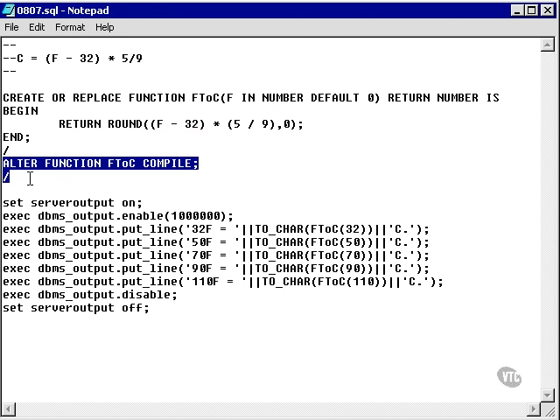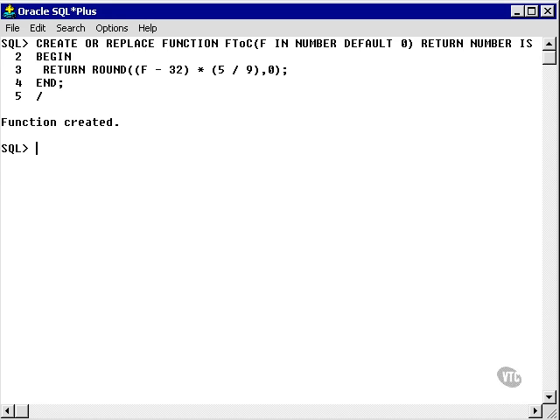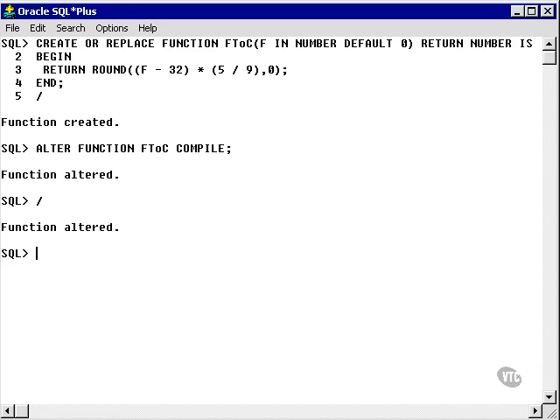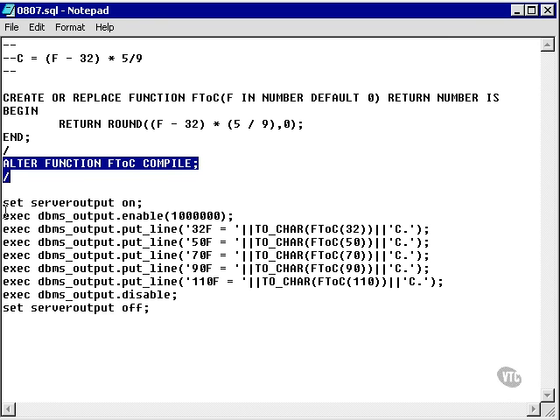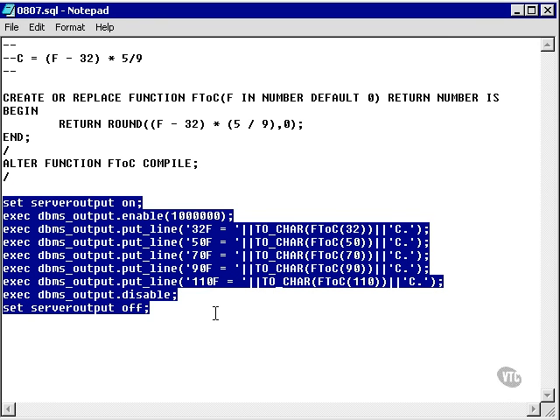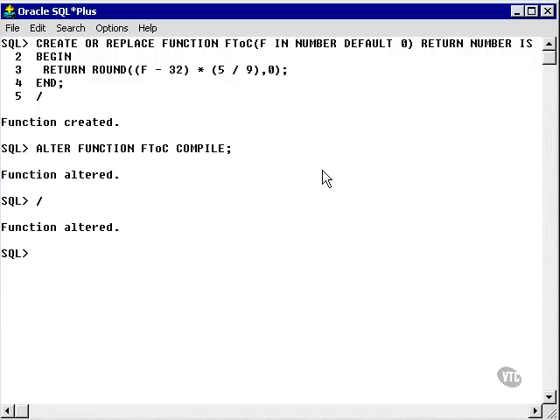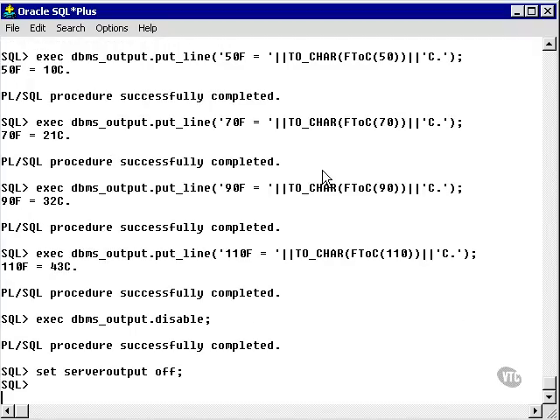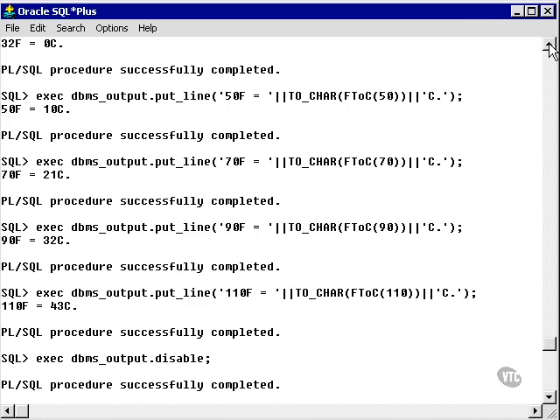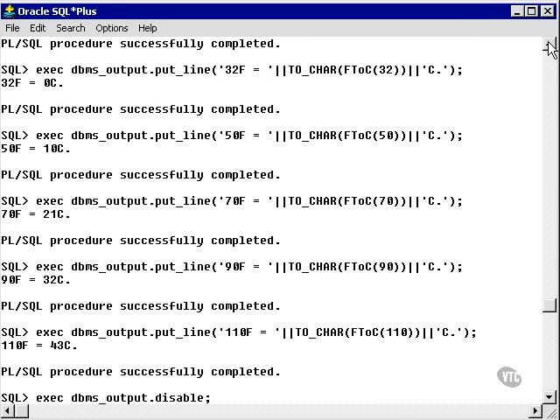Now what it's actually done at this stage is it's submitted the function and it's compiled it as well. I generally just compile it anyway, just to make sure. And now we'll execute the procedure. And we get lots of results. 50 Fahrenheit is 10, 70 is 21, 90 is 32, etc., etc. 32 is 0, which is freezing.